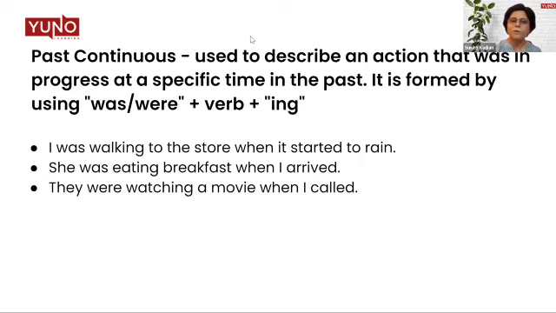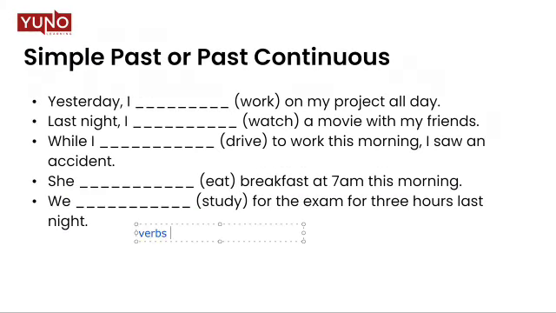So I was walking to the store when it started raining. So we have was walking at what time? When it started raining, right? She was eating breakfast when I arrived. You see now, this part is in simple past tense. They were watching a movie when I called.